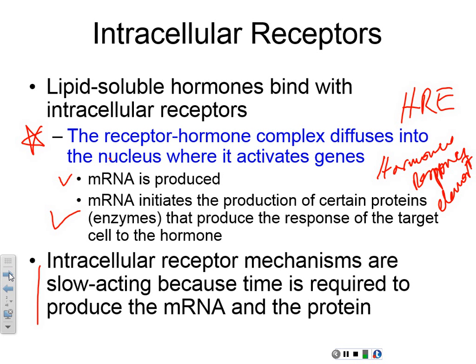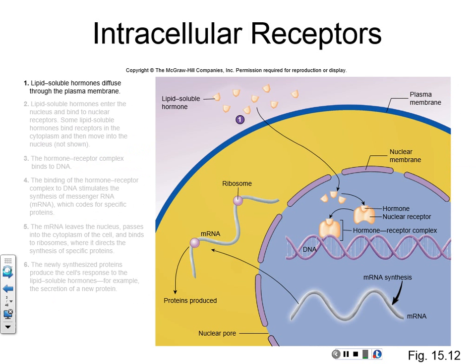We talked about how these are slow acting because you have to produce that protein and so on. The intracellular receptors would be cytoplasmic, that is in the cytoplasm, or nuclear. That means the receptor is located in the nucleus, before it attaches to the hormone response element on the DNA. All right, so this is the mechanism of action for lipid-soluble hormones.